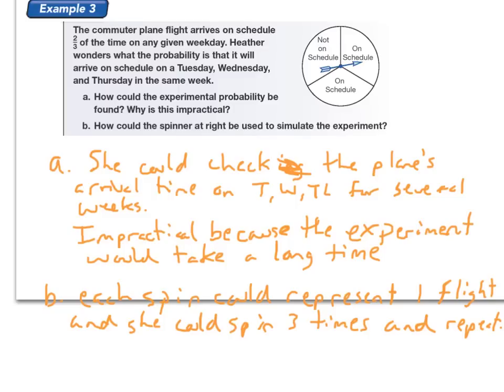Then spin it another 3 times for Tuesday, Wednesday, Thursday, and then another 3 times for Tuesday, Wednesday, and Thursday, and so on. So that'd be a lot easier than actually going to the airport or looking online for the flight schedule, seeing if it arrived on time, and doing that over a course of weeks. Instead of taking her weeks, it might take her a few minutes to conduct this experiment.